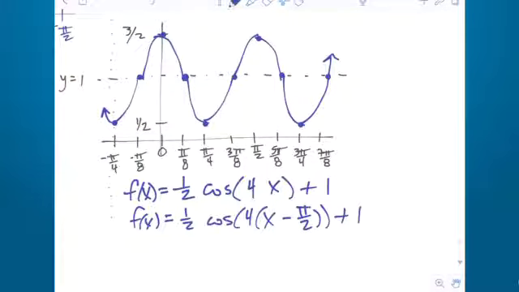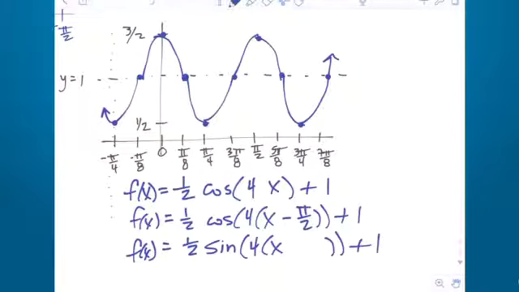Let's do one for sine. Positive sine. It's going to be positive 1/2 sine, 4 parentheses x plus or minus something plus 1. So now my amplitude is positive because I wanted a positive sine. Positive sine starts on the axis but goes where? Up or down?